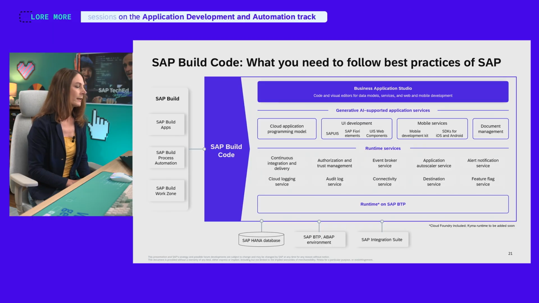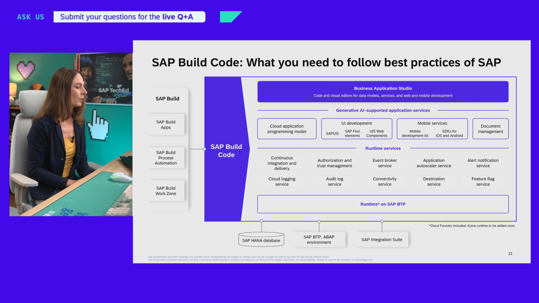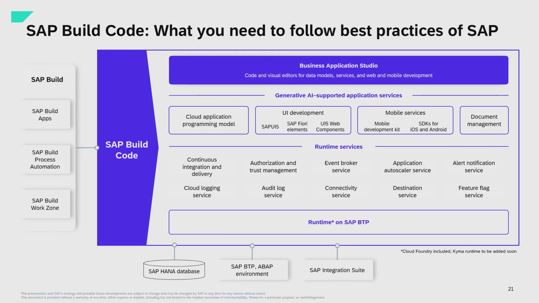Development with SAP Build Code is happening in SAP Business Application Studio, which is providing you code and visual editors for data models and web and mobile development. Data model services, sorry for that. There you have all the tools that easily let you use all of the app services like CAP, UI5, Fiori Elements, mobile services, and document management. And SAP Build Code combines the most essential cloud services from SAP BTP with our SDKs.